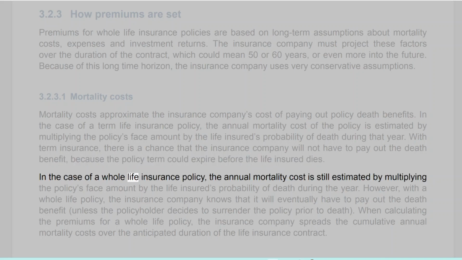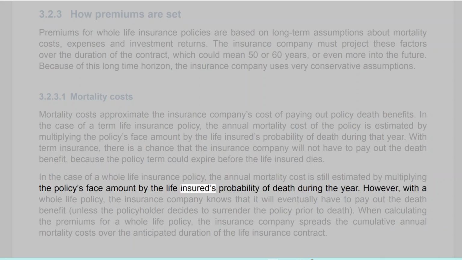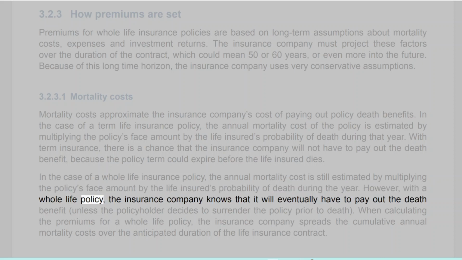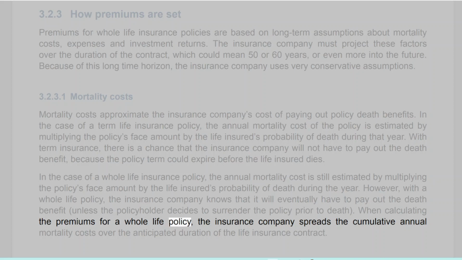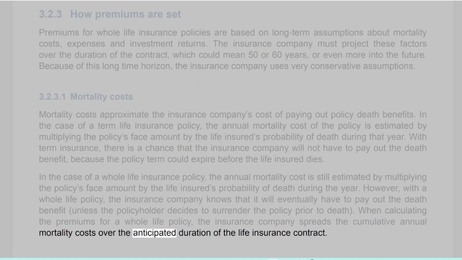In the case of a whole life insurance policy, the annual mortality cost is still estimated by multiplying the policy's face amount by the life insured's probability of death during the year. However, with a whole life policy, the insurance company knows that it will eventually have to pay out the death benefit, unless the policyholder decides to surrender the policy prior to death. When calculating the premiums for a whole life policy, the insurance company spreads the cumulative annual mortality costs over the anticipated duration of the life insurance contract.